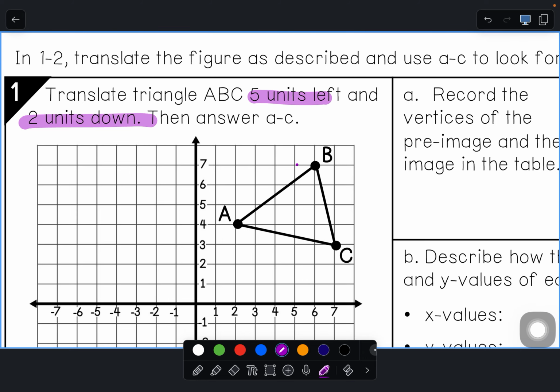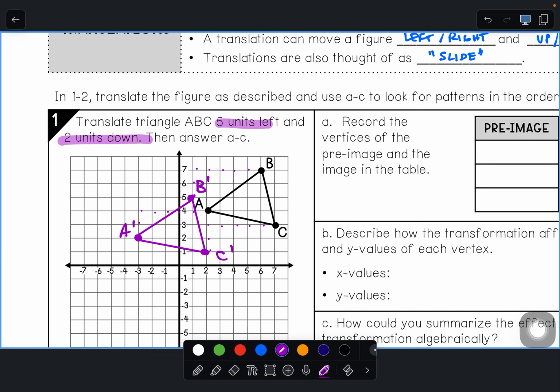Point B, 5 left, 2 down, and that's going to be B prime. Point A, 5 left, 2 down, that's going to be A prime. Point C, that's going to be point C prime. Then we want to connect those to make our new triangle. So that's our new image.